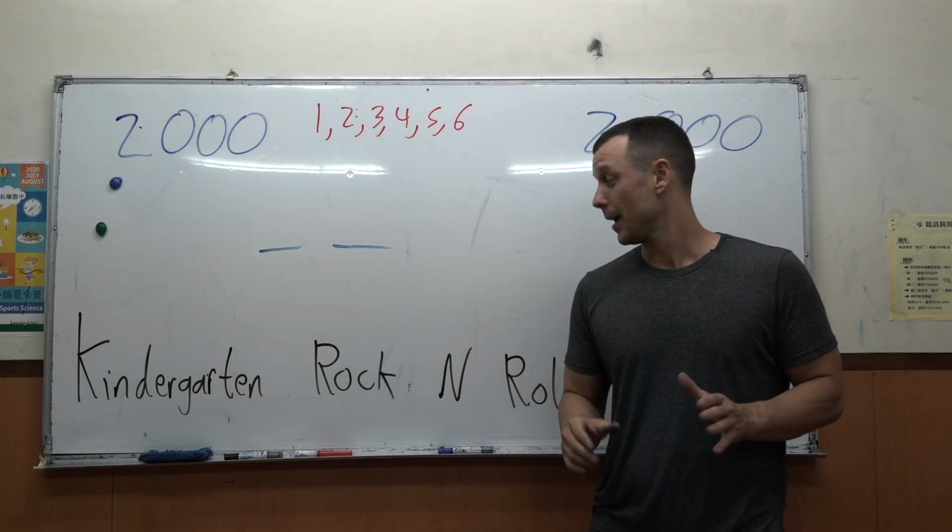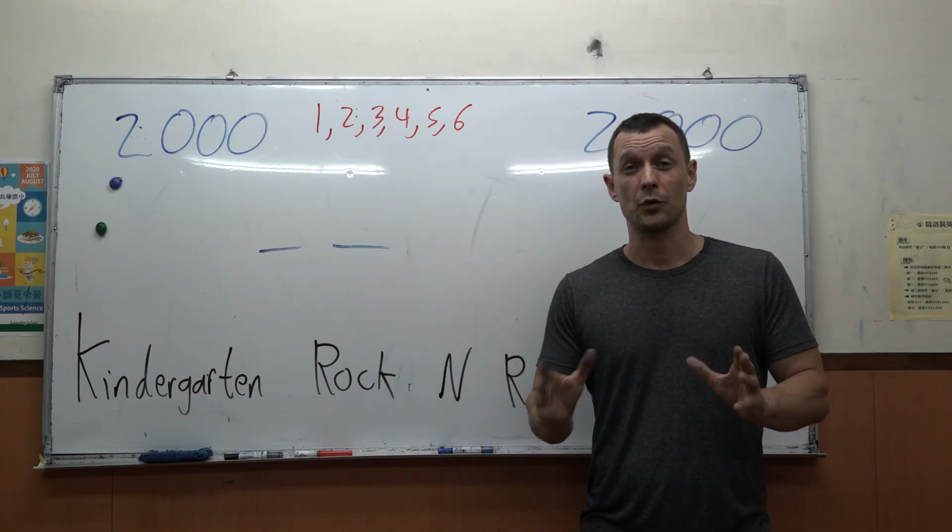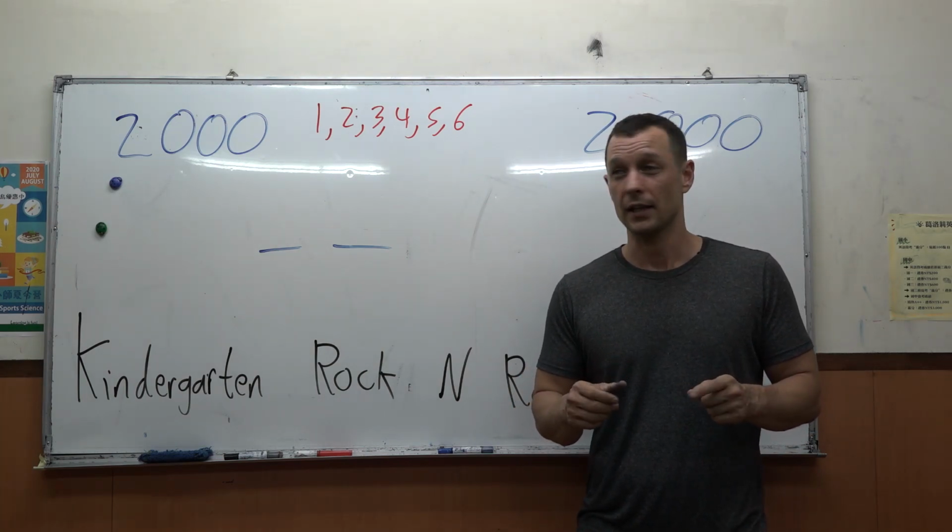There's two elements to this game, the rock and the roll. The kids are going to have to play paper, scissors, stone, and they're going to have to roll a dice. So you have to make sure that you have a dice.